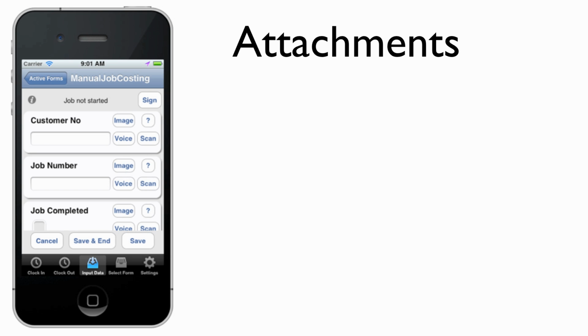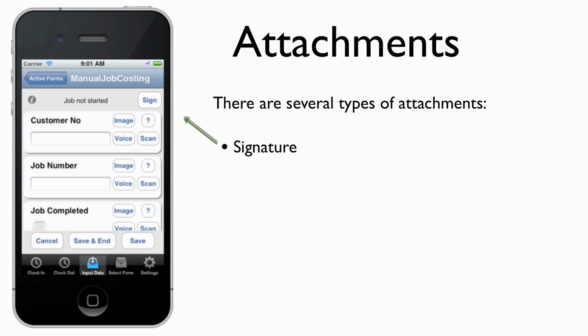There are several attachments available to your forms. They are Sign for signature, Image for photos, Voice for voice recording. If you want to attach any of these, select the appropriate button next to the field and simply follow the device prompts. When finished, the field will display in green indicating an attachment will be included with that transaction. Please note, version 1 of the app supports attaching one photo or one voice recording to each field. Multiple attachments will be included in future versions.